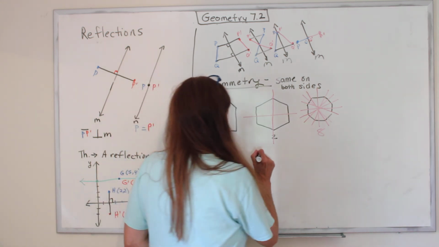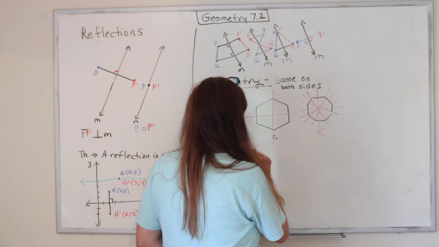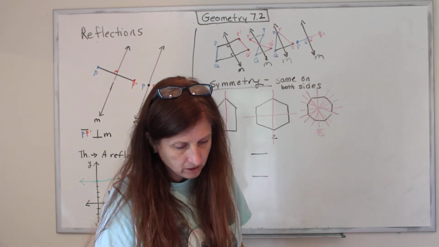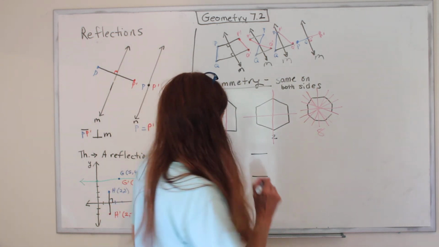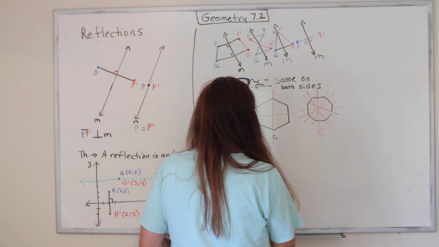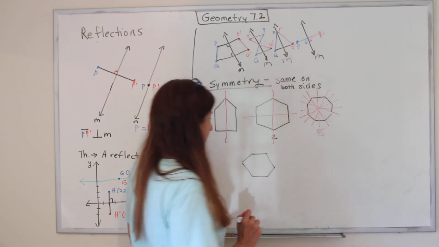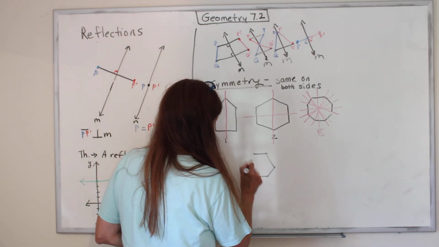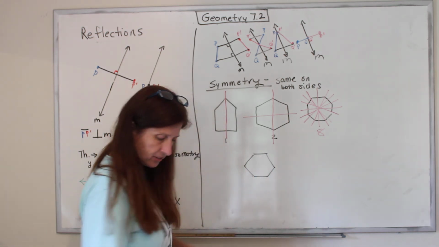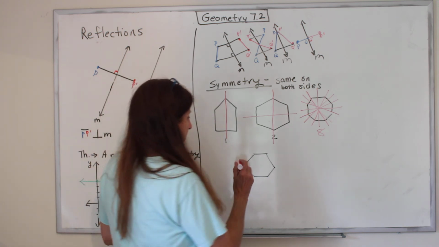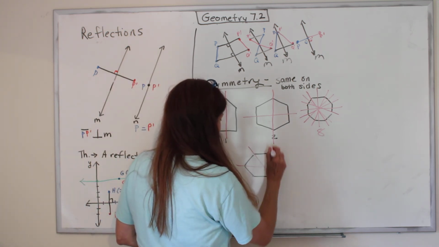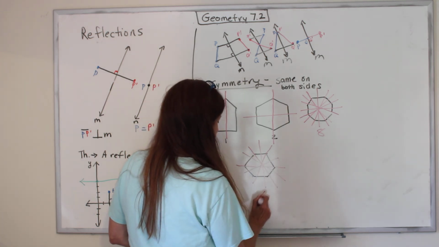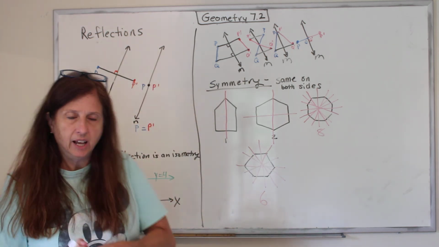Let's try it. Let's draw a stop sign the right way. 1, 2, 3, 4, 5, 6. Okay, that's a terrible stop sign, but at least it's got the right number of sides on it. Okay, so now let's do the 6 lines of symmetry here. You can go through the points: 1, 2, 3. You can go through the flats: 1, 2, 3. 6 lines of symmetry.